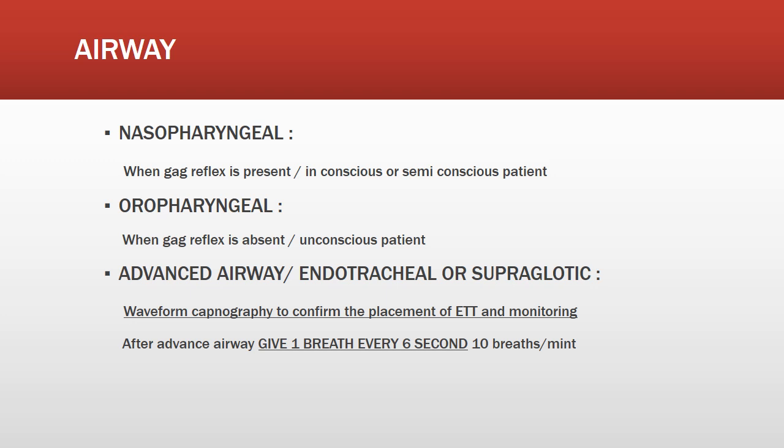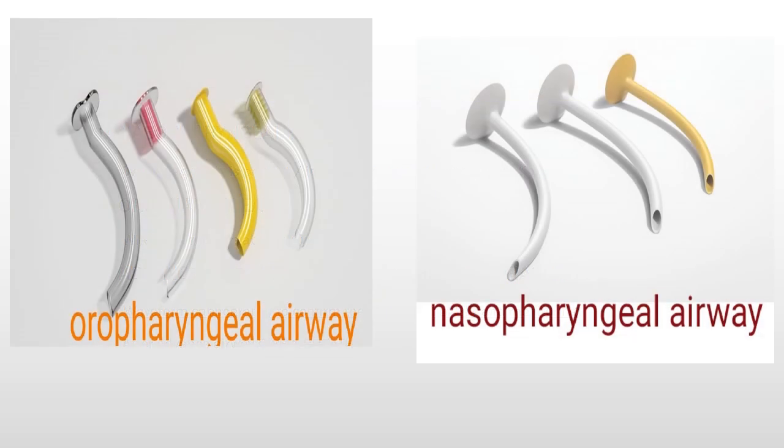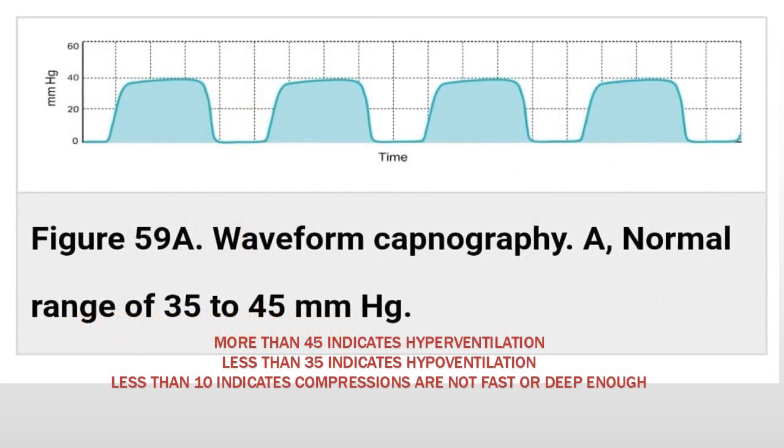If the patient's respiratory parameters are not achieved by the following, then you will have to proceed to advanced airway. And how to confirm the placement of endotracheal tube? It can be clinical by auscultation, but the confirmatory is via waveform capnography. And after the achievement of advanced airway, as I have told you earlier, you have to give 1 breath every 6 seconds. These are the pictures of oropharyngeal and nasopharyngeal airway.